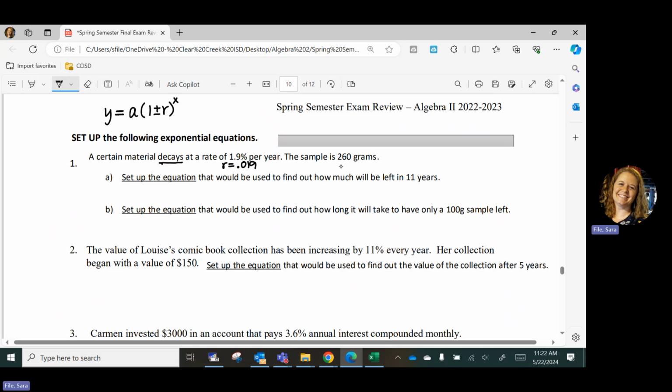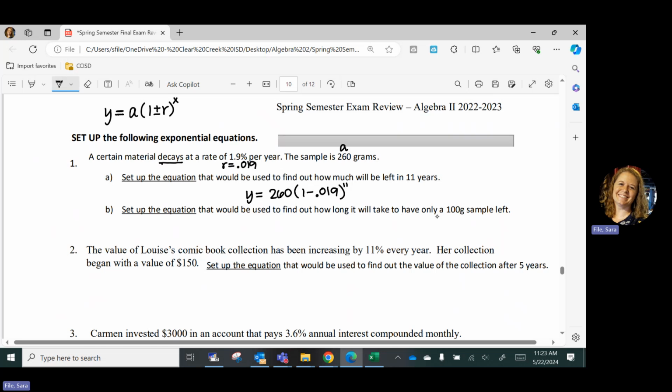And the initial amount is 260. So that's your A. And how much would be left in 11 years? So that's going to be X is 11. So this would be 260 times 1 minus 0.019 to the 11th power. So that's the equation we would use. And you could just type that in Desmos and get the actual answer if you needed it.